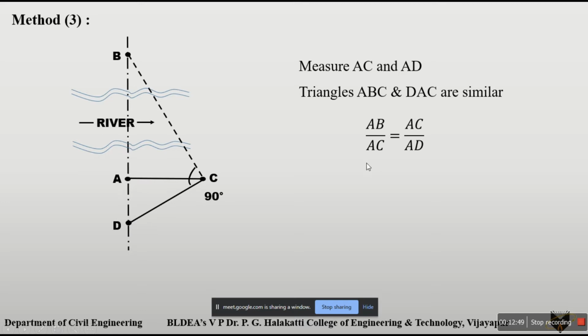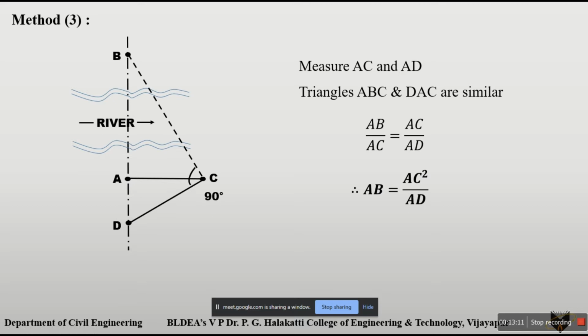So by simplification of this, we will get AB is equal to AC square divided by AD. The distances AC and AD are already measured in the field. By using this also, you can calculate the length between the points A and B.